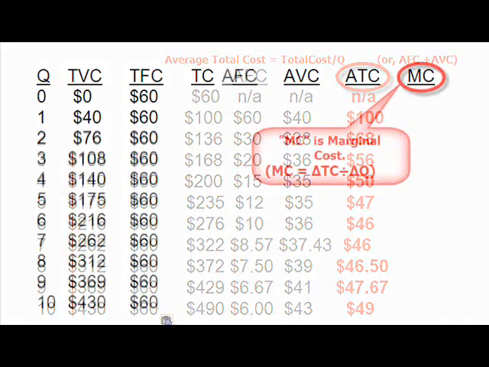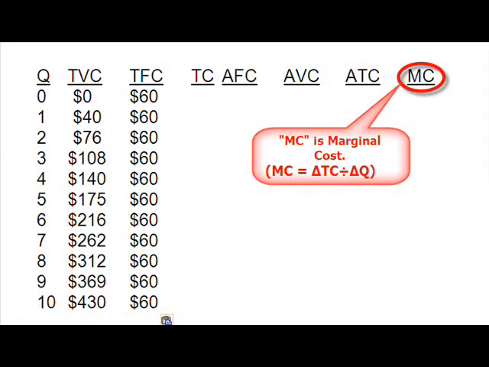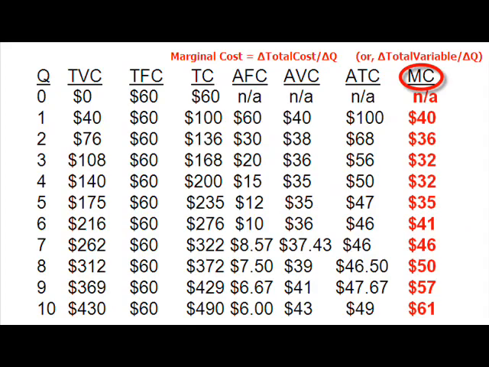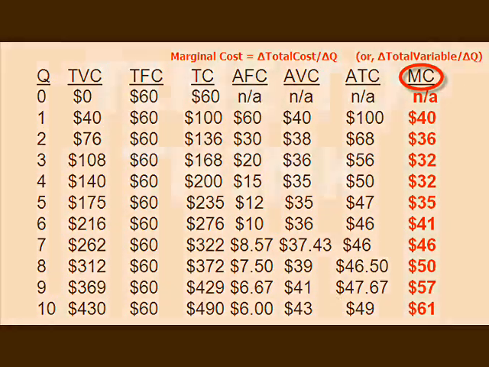Finally, MC stands for marginal cost, or the additional cost of producing an additional unit of output. MC can be found by taking the change in my total cost over the change in quantity, or since variable cost is really the only component that changes, marginal cost is the change in total variable cost over the change in the quantity.